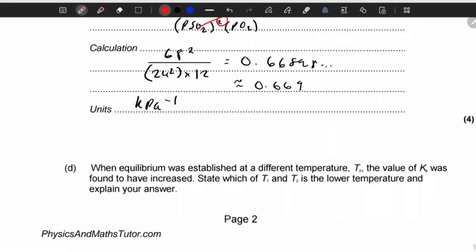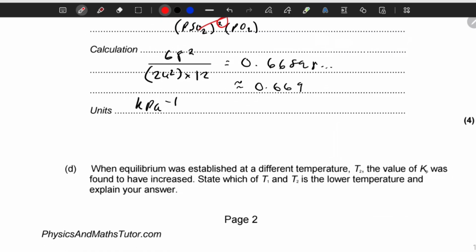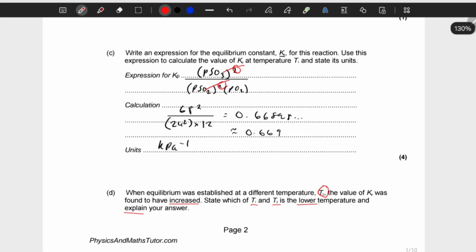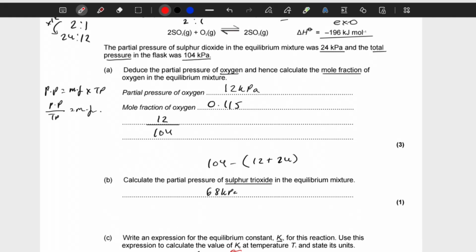Okay. When equilibrium was established at a different temperature, T2, the value of Kp was found to have increased. So that means the number of products have been increasing. State which of T1 and T2 is the lower temperature and explain your answer. So at T2 Kp has increased.